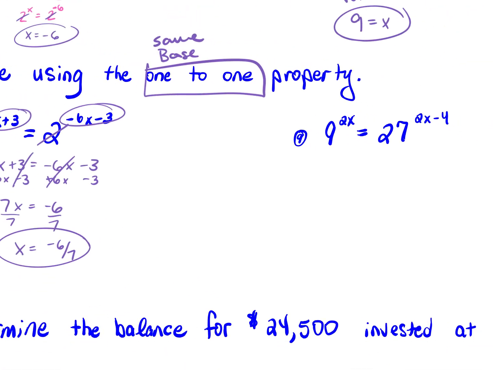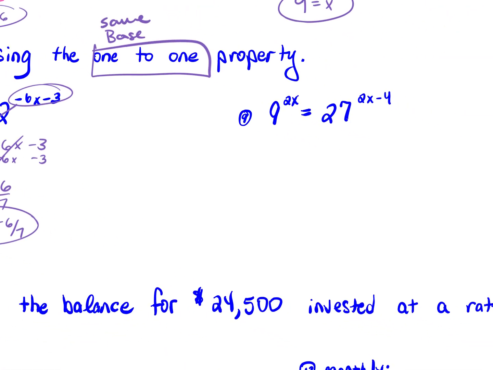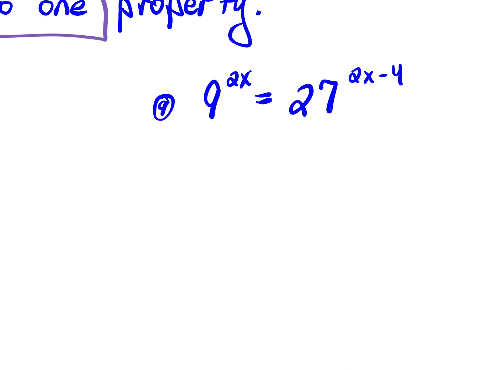All right, let's do 9. So here we want to get our bases to be the same. Is it possible to get 27 to be 9 to some exponent? 9 to what power gives you 27? Wait, never mind. No, that'd be 3. But it has to be 3. We have to change both of the bases. So we can change both sides.